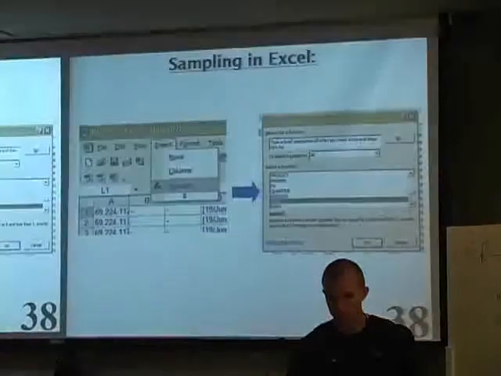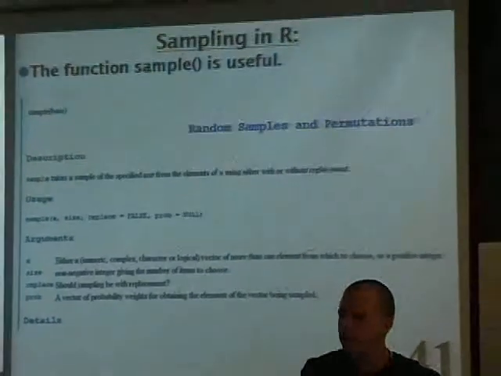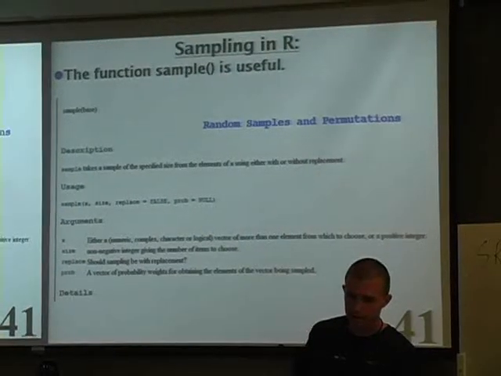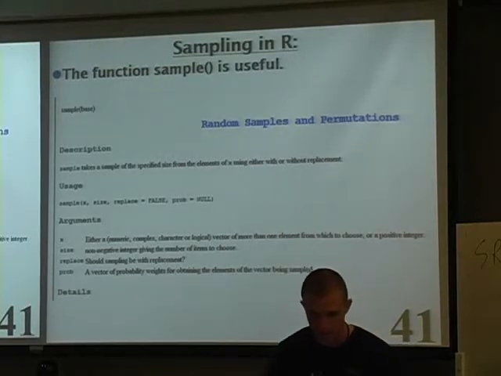Okay, so here I showed you some screenshots, insert function rand, and then I sort by that thing, and that works. Okay, in R, there's a random number generator you can use too, but there's also a function called sample, which is pretty nice, which I have a few minutes I can demonstrate for you here.